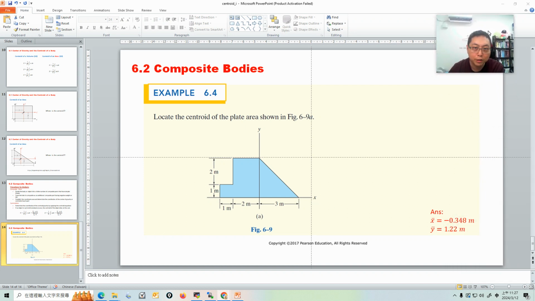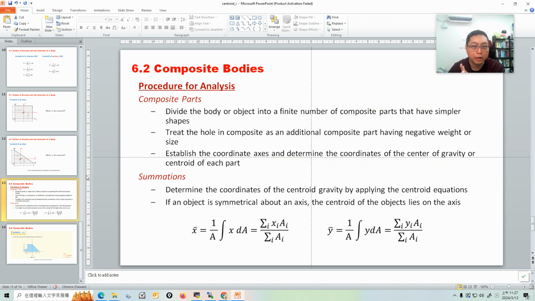We can make some tricks, do some magic. We still can calculate the centroid of composite bodies. So how do we do that? Because we also use this technique a lot in this semester, I have to show this to you. So here's the strategy in the textbook.